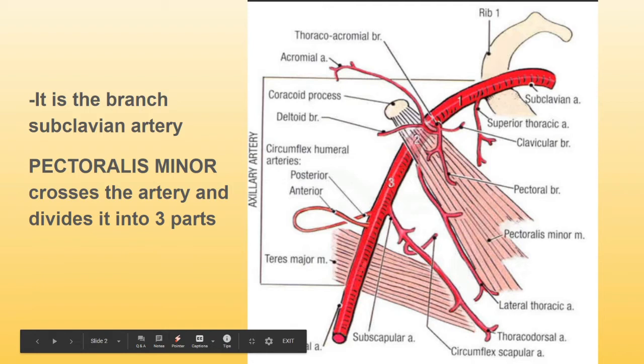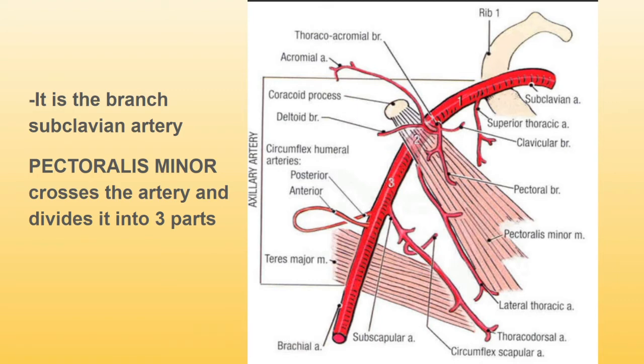Now over here, as you can see, this artery is crossed by one muscle known as the pectoralis minor muscle. Okay, and because of the crossing of the pectoralis minor muscle over here, this muscle divides the artery into three main parts. That is, first part or the superior or the proximal part, second part posterior or the deep part, and the third part, that is the inferior or the distal part.